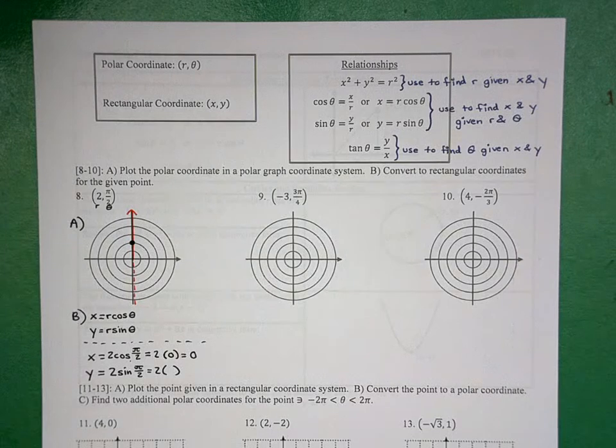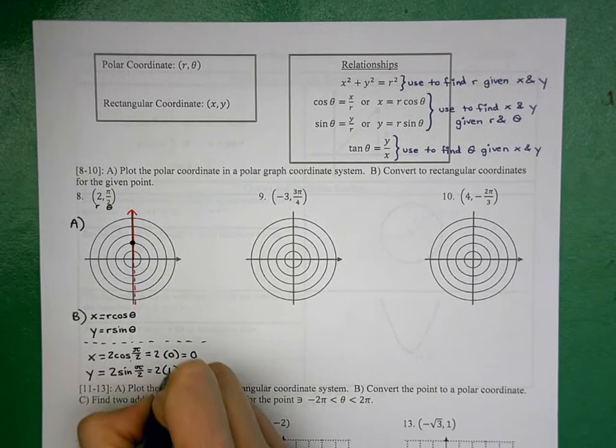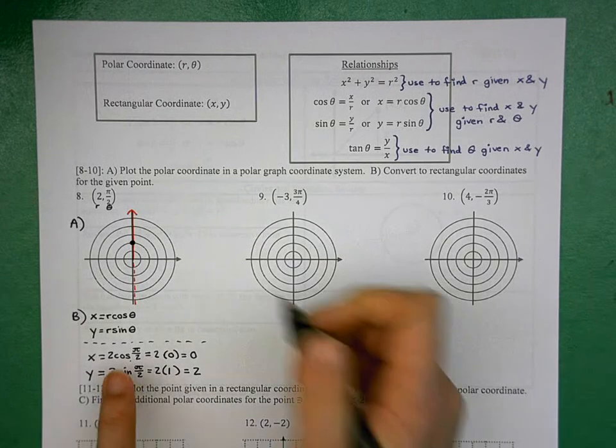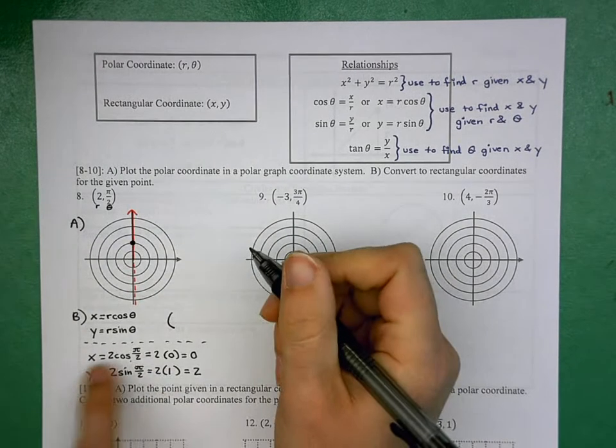Well, that's 1. And 2 times 1 is 2. And so my rectangular coordinate would be (0, 2).